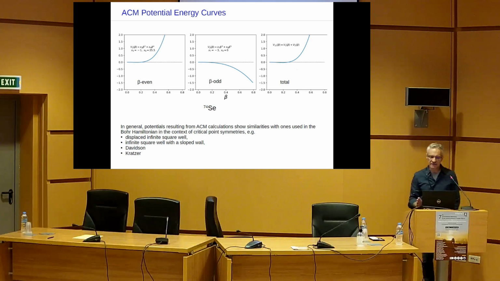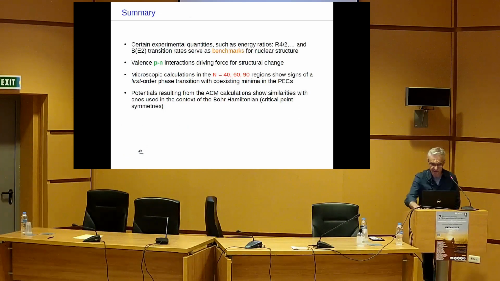What we observe is that these potentials resulting from ACM calculations show similarities with the potentials used in the Bohr Hamiltonian in the context of critical point symmetries, like, for example, the displaced infinite square well with a sloped wall, the Davidson potential, the Kratzer potential. And now my summary.